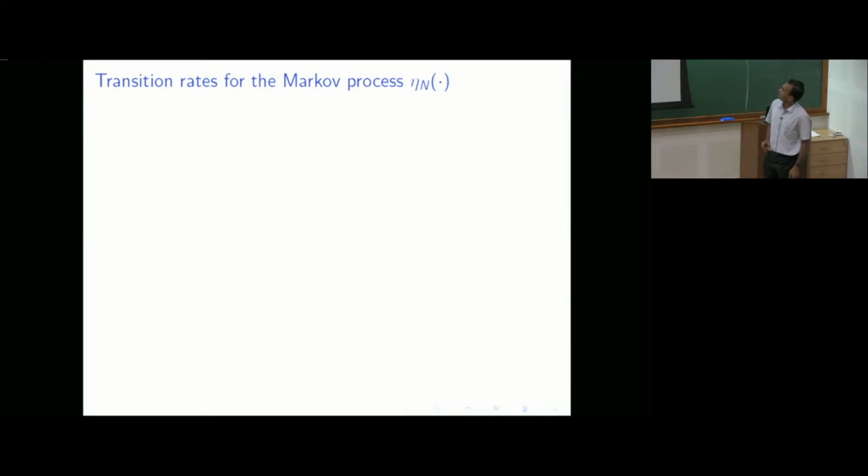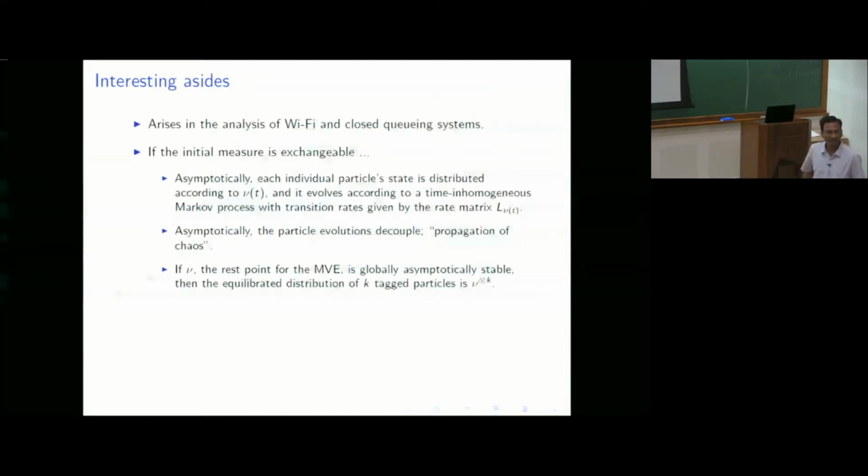Okay, now towards identifying a Lyapunov function for this McKean-Vlasov dynamics, let's look at a somewhat bigger Markov process. Yes? This application you mentioned on the Wi-Fi, that is the boundedness condition on this rate function. Sorry, does it? The boundedness condition on the rate matrix we assumed before. Yes. Is that a reasonable assumption?